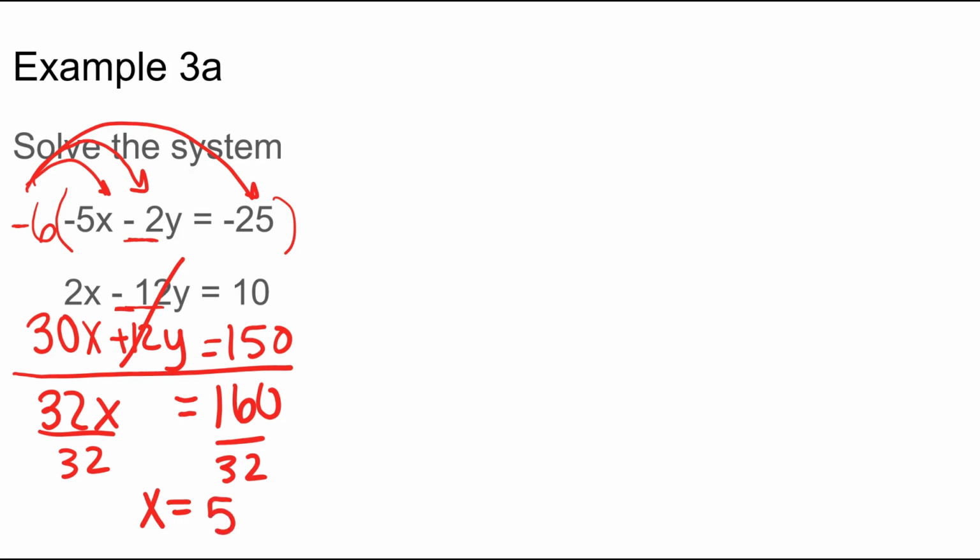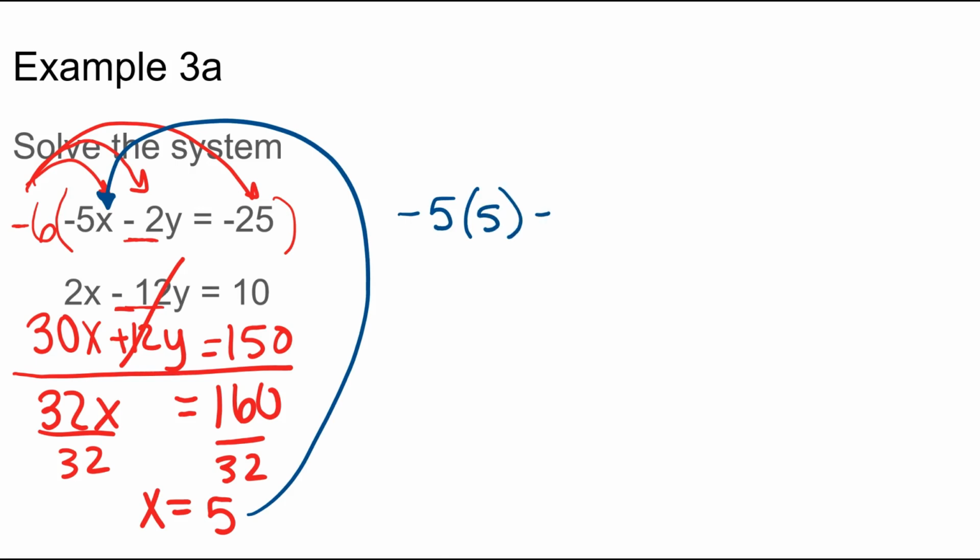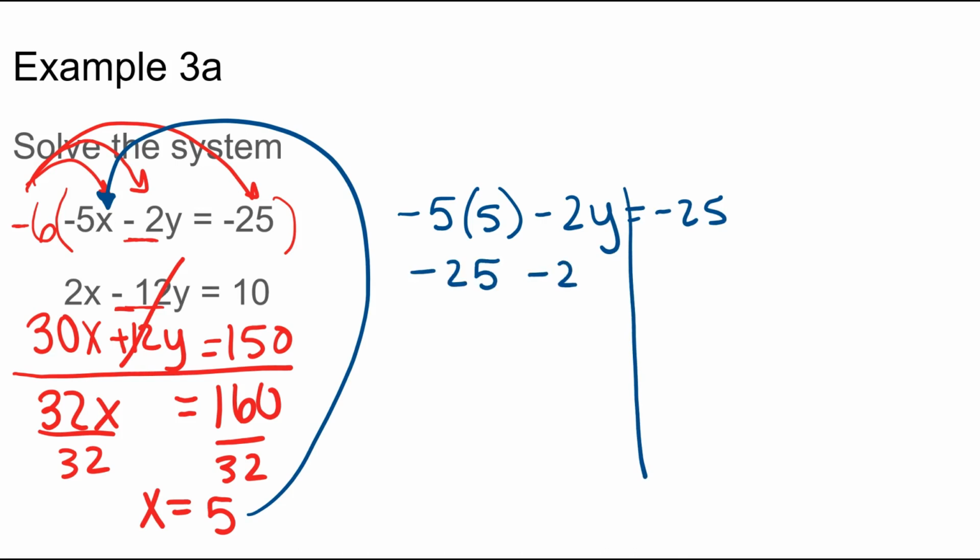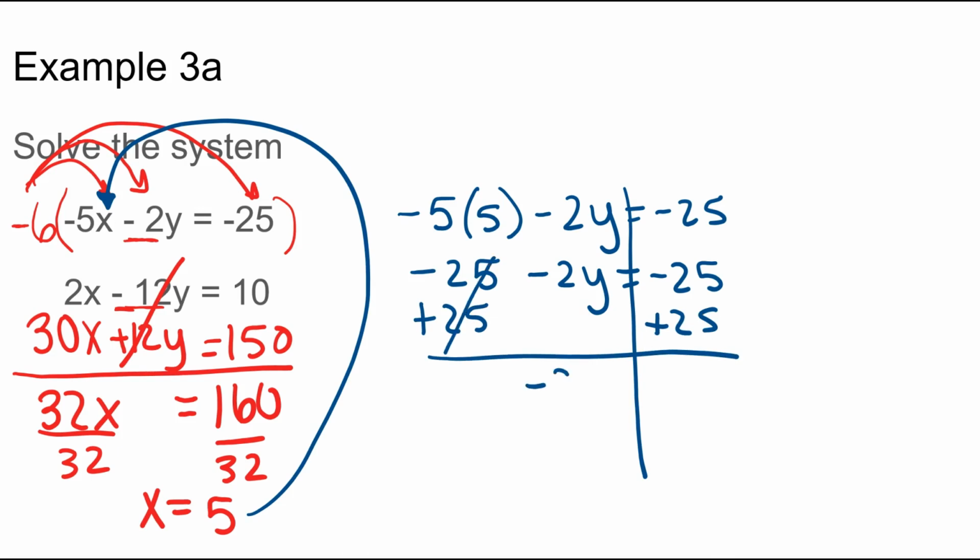We've got our x. We need to find our y. I like to plug it into that first equation, but it really doesn't matter where you plug it in. Negative 5 times 5 minus 2y is equal to negative 25. And keep going. We get negative 25 minus 2y is equal to negative 25. We're going to add 25 to both sides. People start to panic here. Negative 2y is equal to 0. It's totally fine to get a 0. Divide both sides by negative 2. 0 divided by negative 2, we get 0.